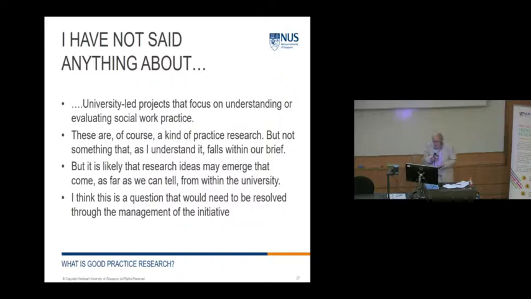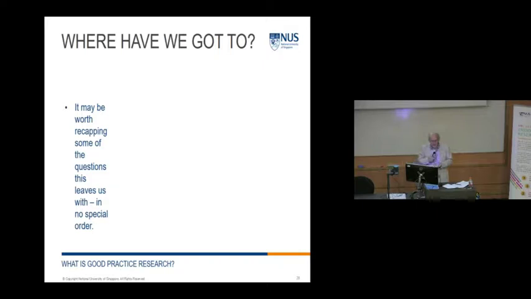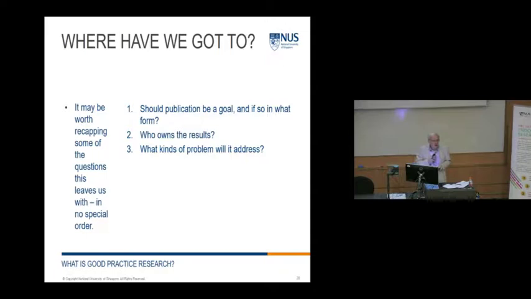Well, where have we got to? Let's recap some of the questions this leaves us with. This is not in any special order, so here you are. Should publication be a goal? If so, in what form? Who owns the results? What kinds of problem should these studies address? Is research training of some kind needed? How should priorities be set? Who decides what matters? What should come first?